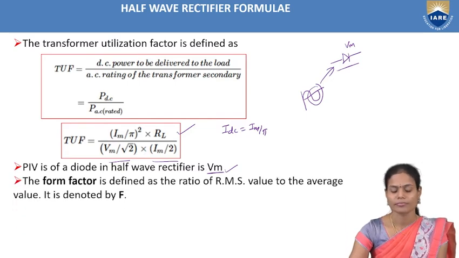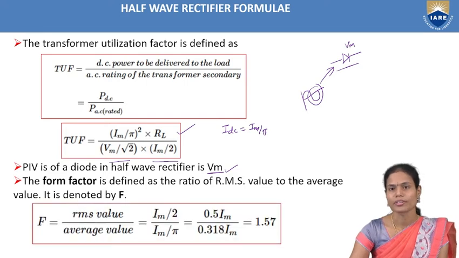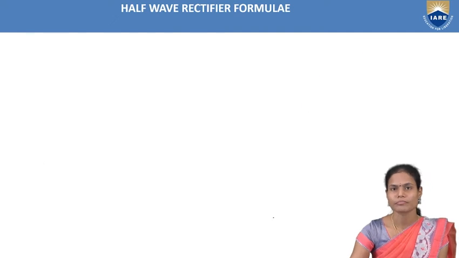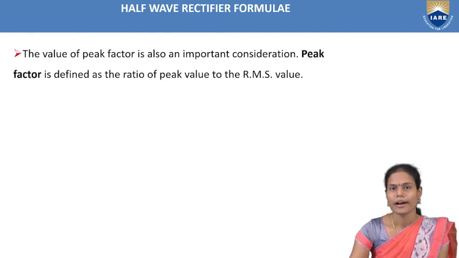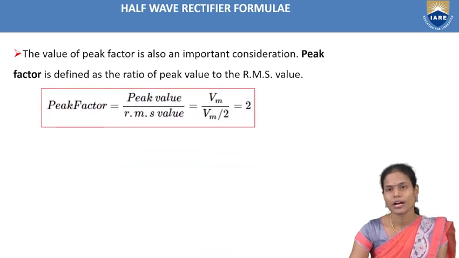And the next parameter is form factor, which is defined as the ratio of RMS value to the average value. It is denoted by F. In terms of voltage as well as current, if we calculate this, we will get it as 1.57 theoretically. And the peak factor is defined as the peak value to the RMS value. In the half wave rectifier, theoretically we will get it as 2.